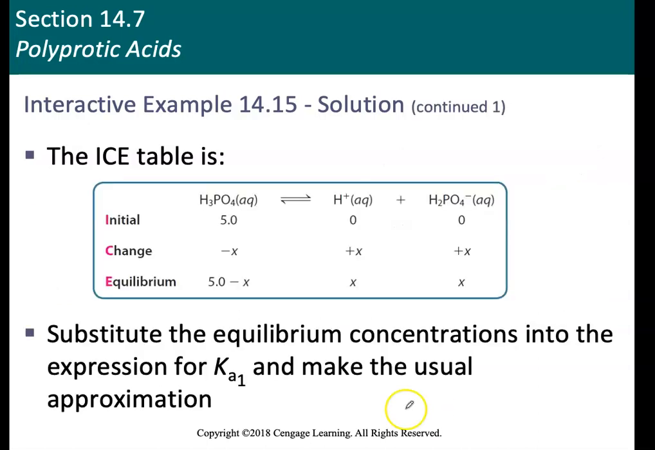All right, so here is the next step. We can set up the ICE table, starting with the initial, the change, and the equilibrium concentration. Notice that we are just dealing with the first ionization. We are not concerned about the second and the third.